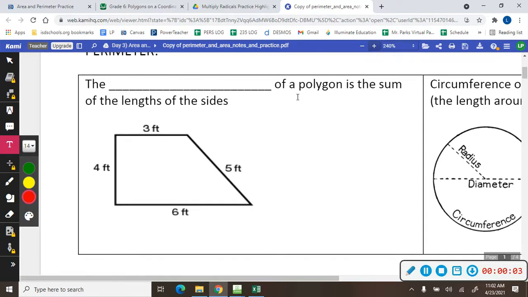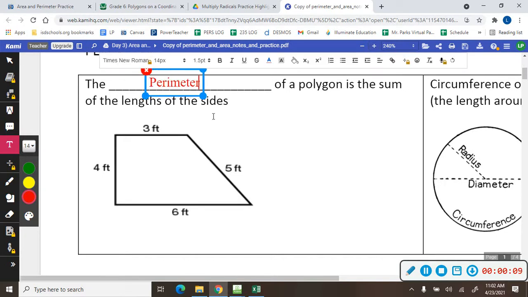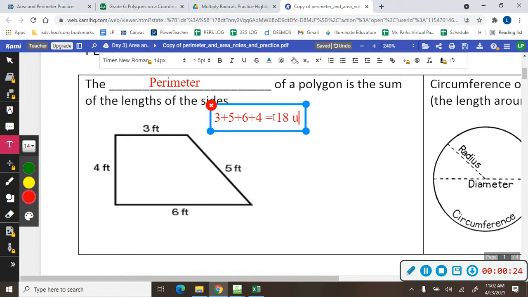So if you take the sum of the lengths of the sides, we call that the perimeter. So if I were to take 3 plus 5 plus 6 plus 4, that's what we call perimeter. And so that'd be 10 plus 8, that'd be 18. And I would say this equals 18 units, but they tell me the measurement, so I say 18 feet.